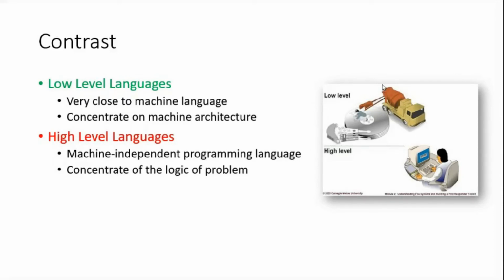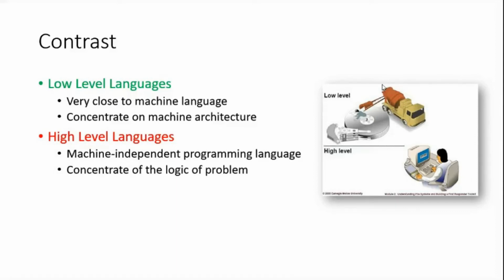But in the case of high-level language, it is machine independent, a machine independent programming language. It will concentrate on the logic of the problem only, how this particular problem at hand is to be solved. That is where the high-level language concentrates. But the low-level language concentrates on the machine architecture.